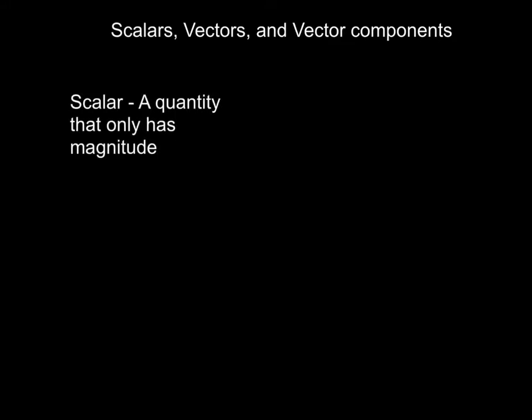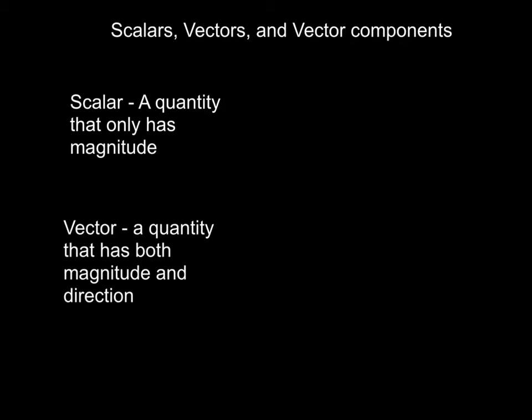So we'll start with this thing called a scalar. We've talked about scalars before, but how we'll define it is it's a quantity that only has magnitude. On the other hand, a vector is something that has both magnitude and direction. So let's give a couple examples of these things.